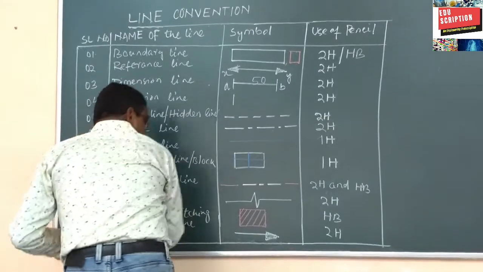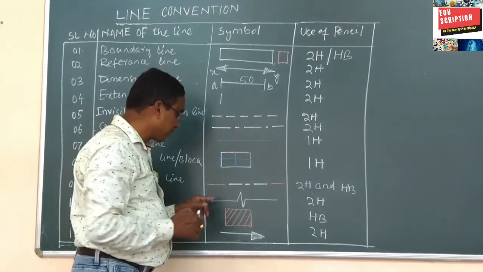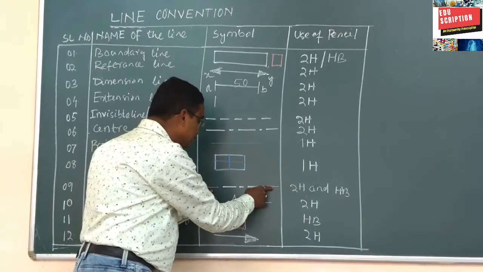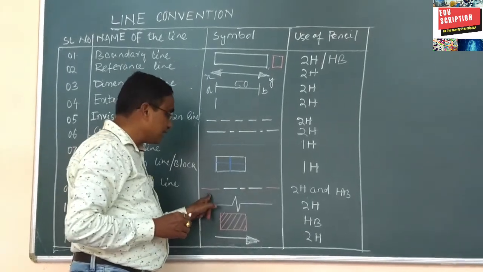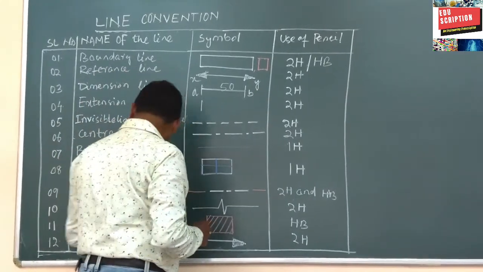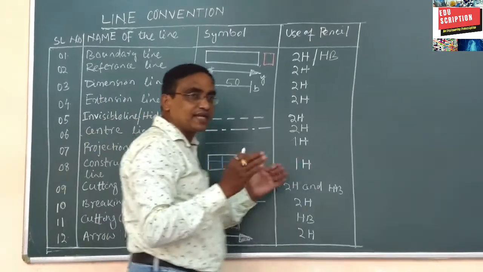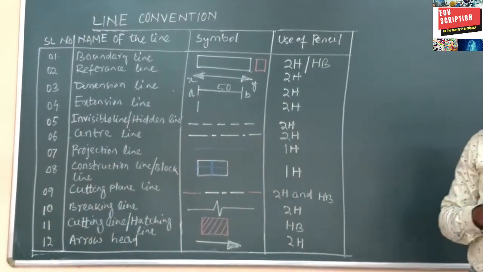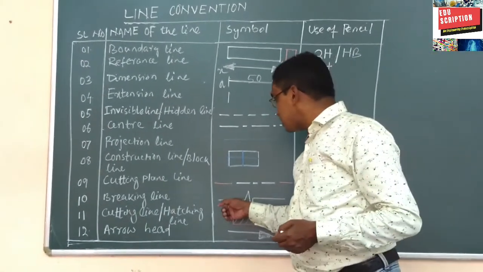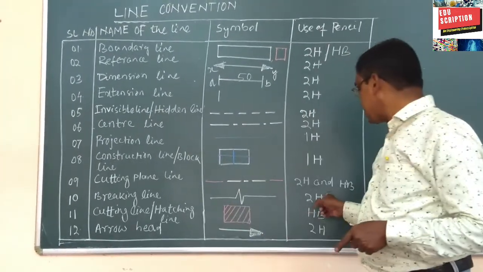For the cutting plane line, both 2H and HB pencils are required. The 2H pencil is used like your center line, and at last use your HB pencil for approximately 10 mm length. Then the breaking line, 2H pencil. Generally breaking lines are used when, suppose you want to represent, say, 200 meter. 200 meter is not possible to draw in your drawing sheet. For that you may use your breaking line, that is 2H pencil.